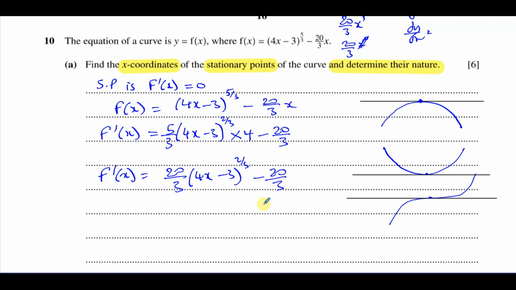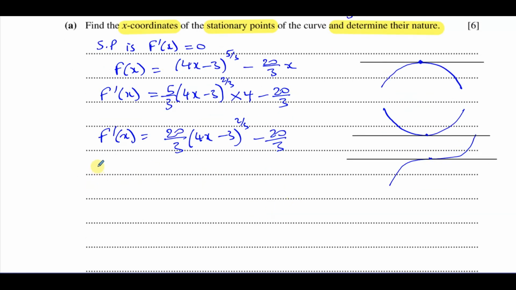Now we have to find when the gradient function is equal to 0. So I'm going to take this gradient function, 20 over 3 times (4x - 3) to the power of 2/3 minus 20 over 3, and I'm going to equate it to 0 to find the values of x where the gradient is equal to 0. That will tell me where the stationary points are.